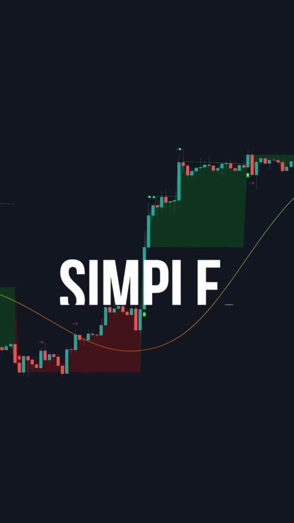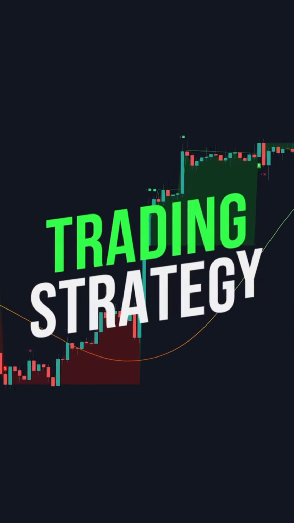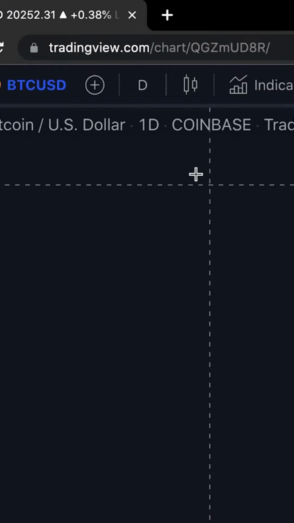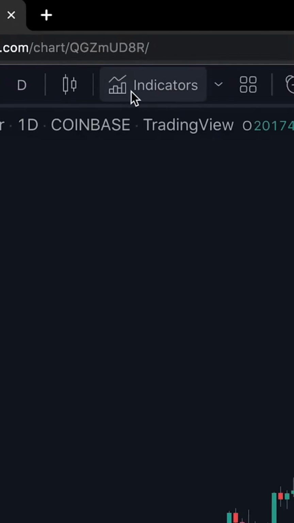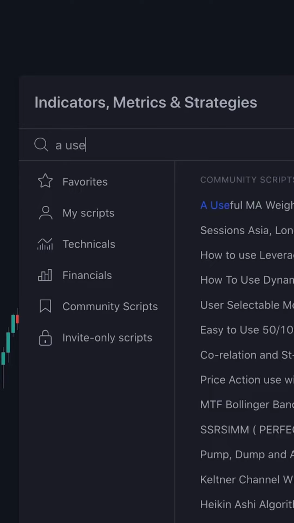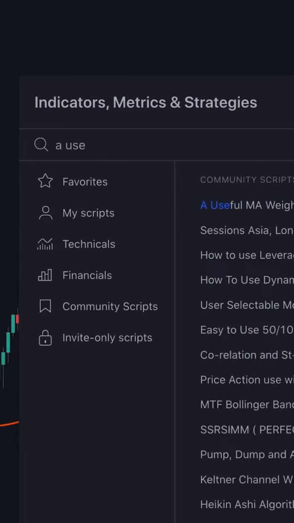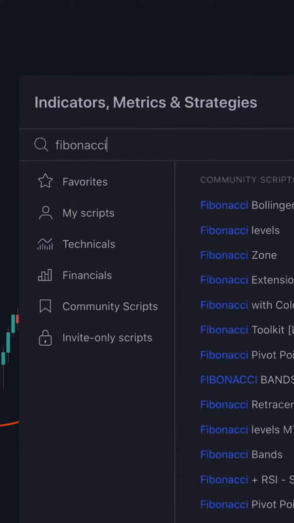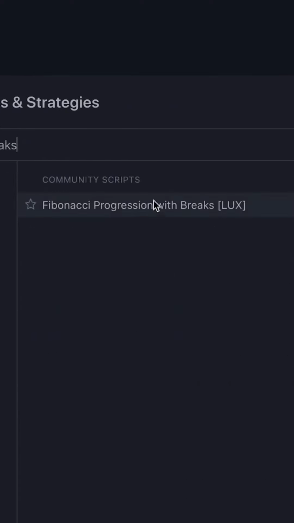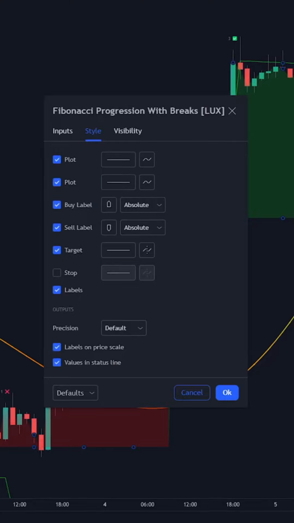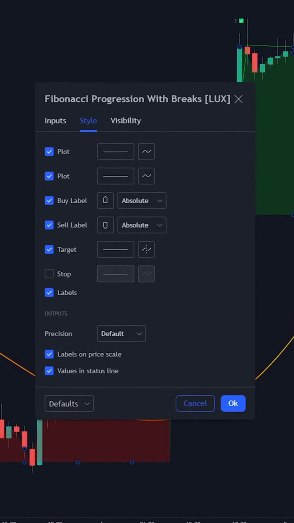I found an extremely simple and highly effective trading strategy to use on any chart. First, you need to just go to TradingView and then go to the Indicators tab. Search for a useful MA and click on this one right here. And then you're going to add one more indicator called the Fibonacci progression with breaks. Make sure that it's this one by Lux Algo. Go to the settings of the indicator and just turn off the stop section.